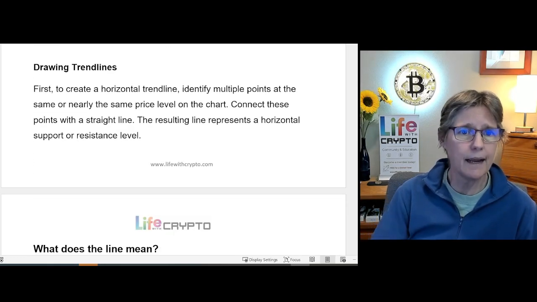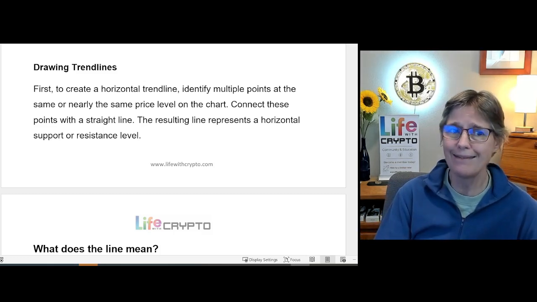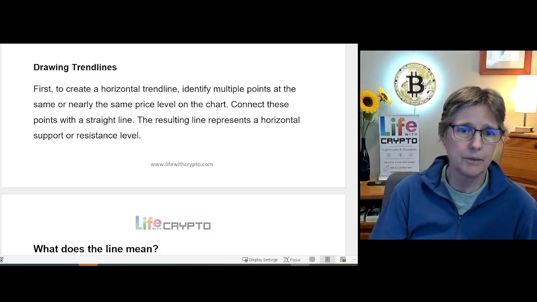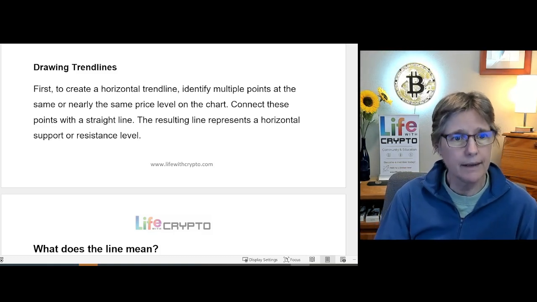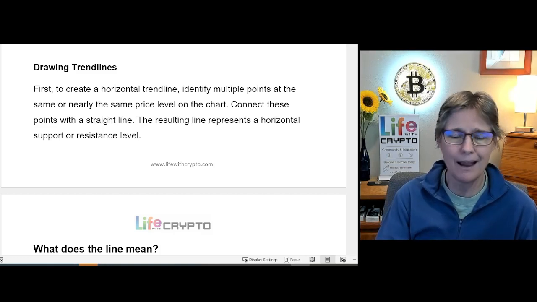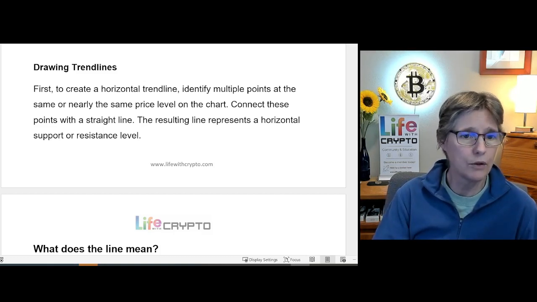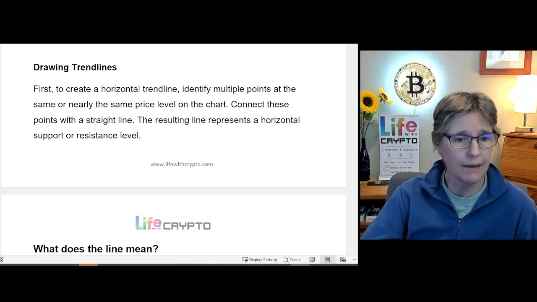And drawing trend lines. First, to create a horizontal trend line, identify multiple points at the same or nearly the same price level on the chart. Connect these points with a straight line, relatively straight line. It doesn't have to be exact. The resulting line represents a horizontal support or resistance level.